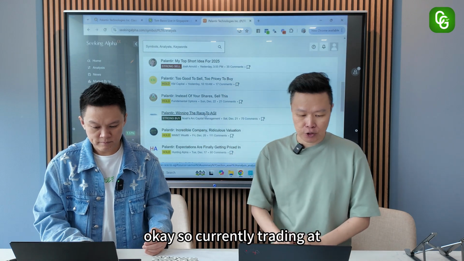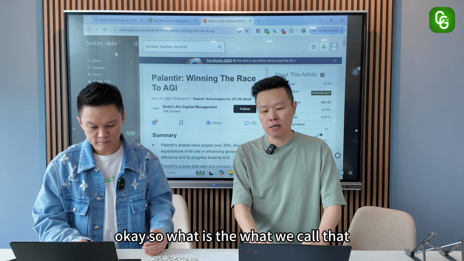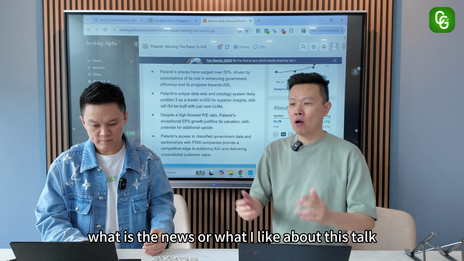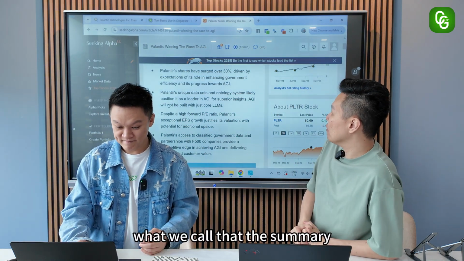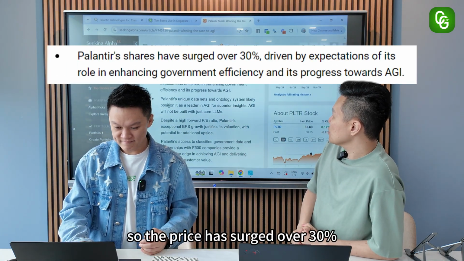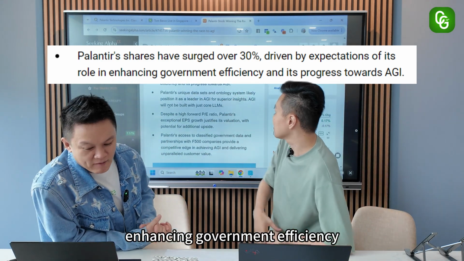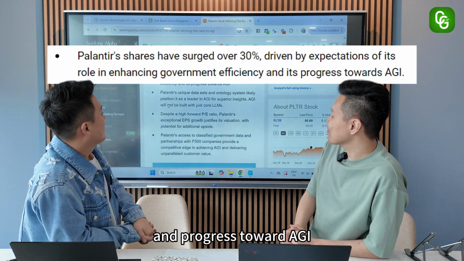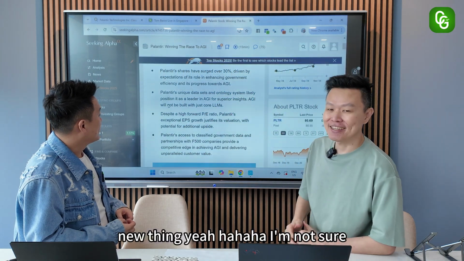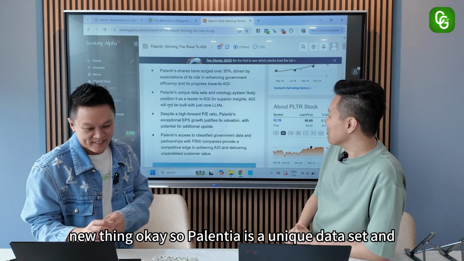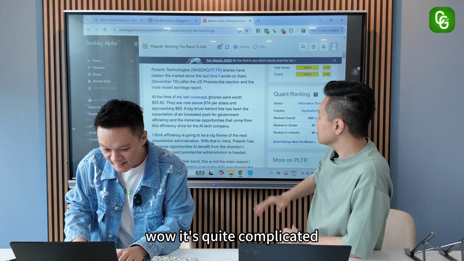So currently trading at $80.69. So what is the news, or what I like about this stock? First thing, if you look at the summary, the price has surged over 30%, driven by the expectation of its role in enhancing government efficiency and progress toward AGI. What is AGI? Wow, new thing. I'm also not sure. Palantir has a unique data set and their products are quite complicated.